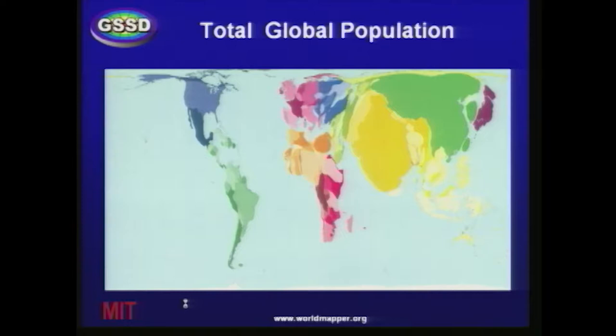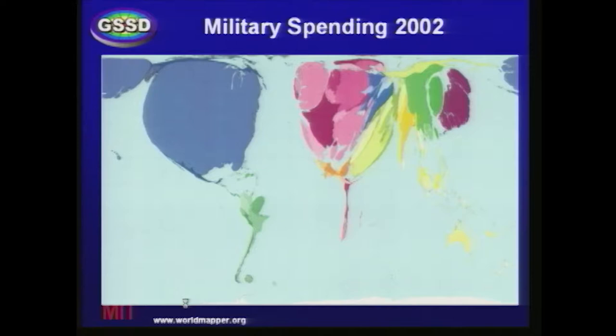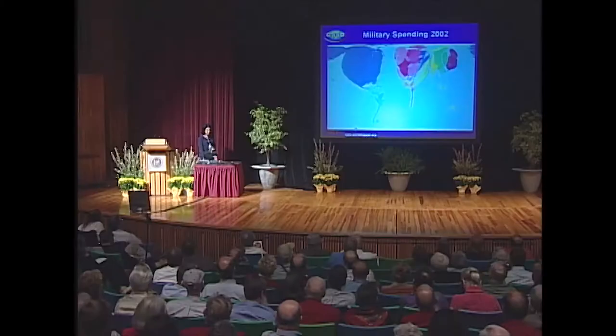This is the total world population. This is a familiar world map, adjusted a little bit to the relative demographic statistics per country. And this is the same world map, adjusted to the same people, but warring from 1945 to 2 years ago. People at war, so to speak, or populations at war. And this is the same global map inflated by percentage of military spending for the year 2002. Now, the only purpose of all this, I hope a whole bunch that I will share with you, is that these are conventional indicators, and hey, this is the way life is.